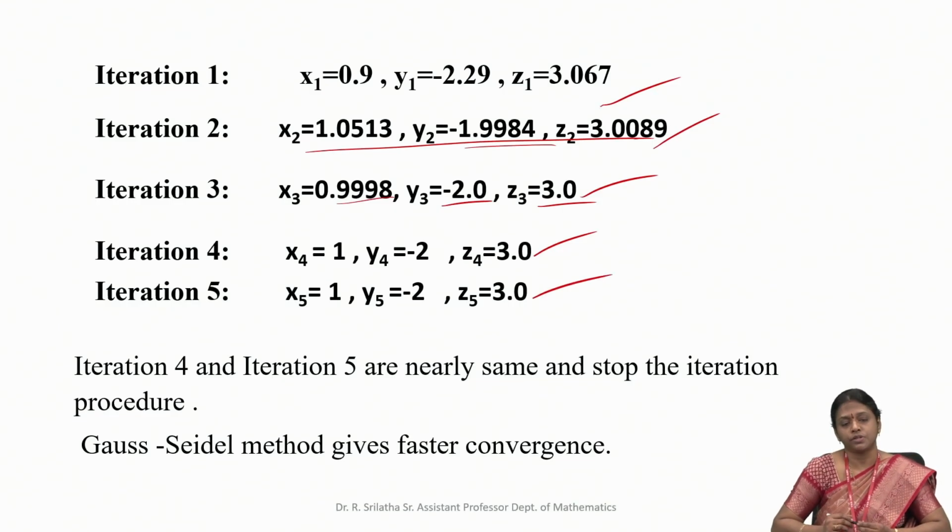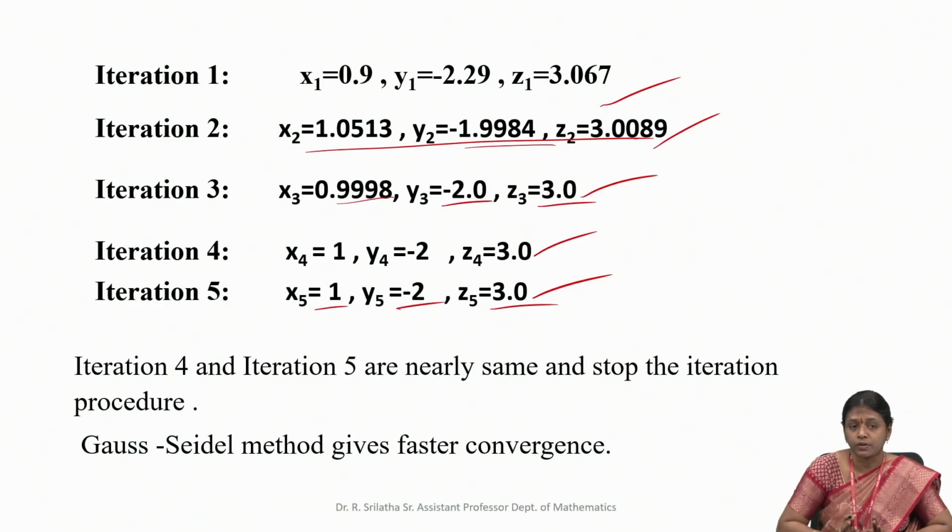based on the previous iterations. If you observe here, we got both the values here. This is 1 and this is minus 2 and this is 3. So exactly. When compared to the Gauss-Jacobi method, we will be getting more number of iterations, might be 7 or 8 iterations. But the Gauss-Seidel method will stop at only 4 or 5 iterations. So this method gives faster results when compared to Gauss-Jacobi. So here we can conclude that both iterations 4 and 5 are nearly the same. I can stop the procedure here.